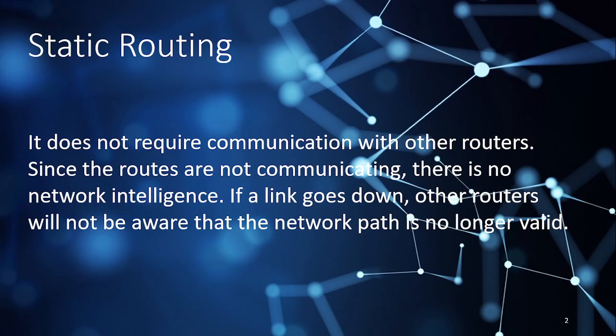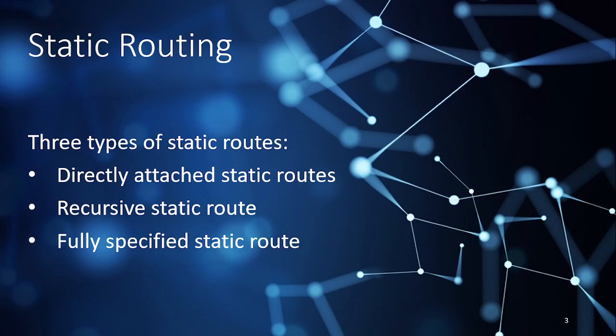So if I configure static routes between two routers, there is no constant communication between them, and if the router goes down or the link goes down, the other router to which it is connected will not be aware that this network path is no longer valid. So that's basically a disadvantage.